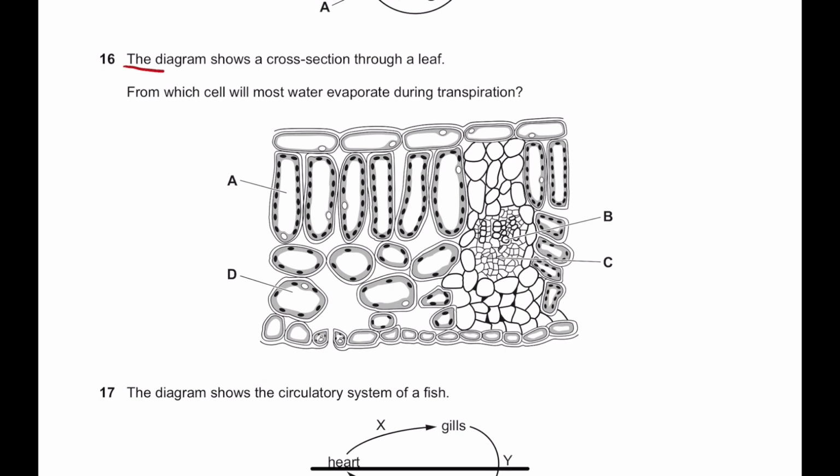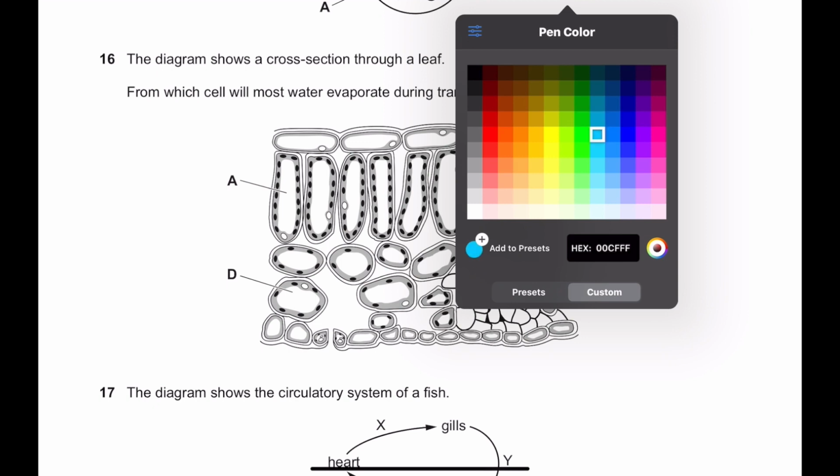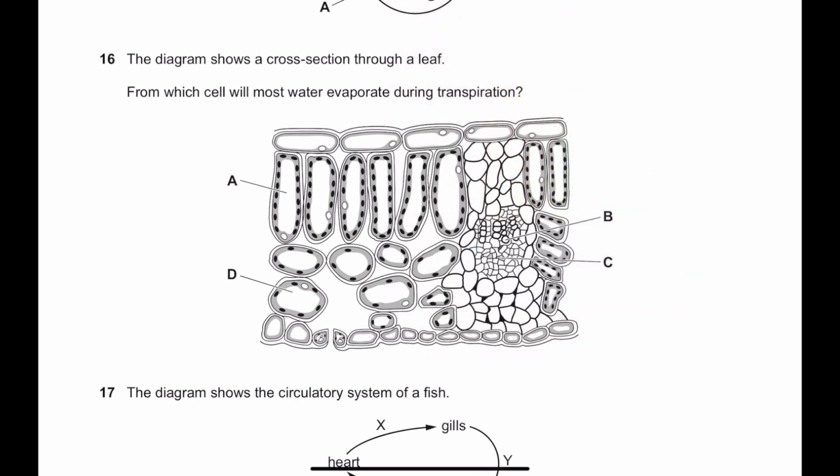Number 16. The diagram shows a cross-section through a leaf. From which cell will most water evaporate during transpiration? So transpiration is the loss of water vapor by evaporation through holes called stomata. And it's asking about the cell. So I guess the answer is the cell that has the most water. The evaporation will happen here and the water vapor will be formed and then go out of the stomata. So D should be the answer. D is the spongy mesophyll cell.